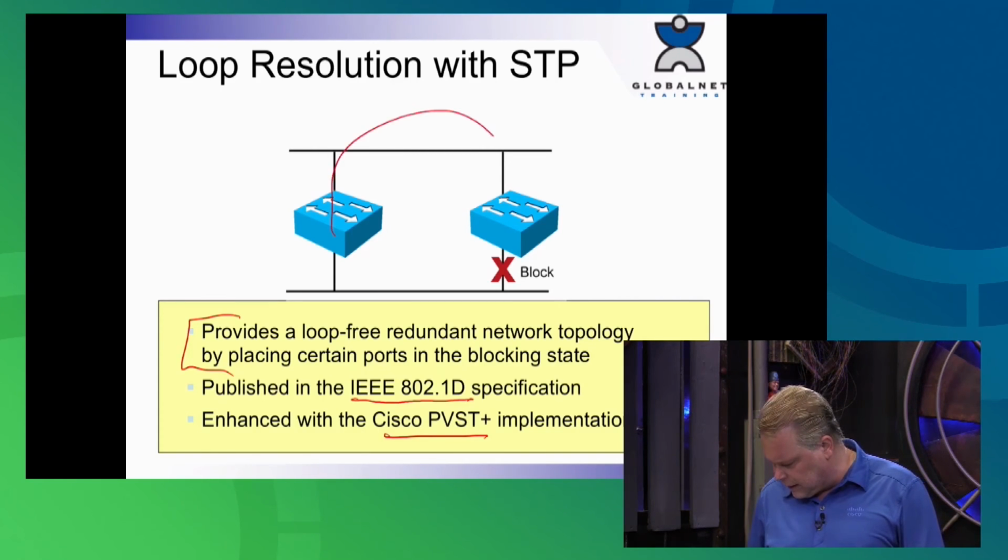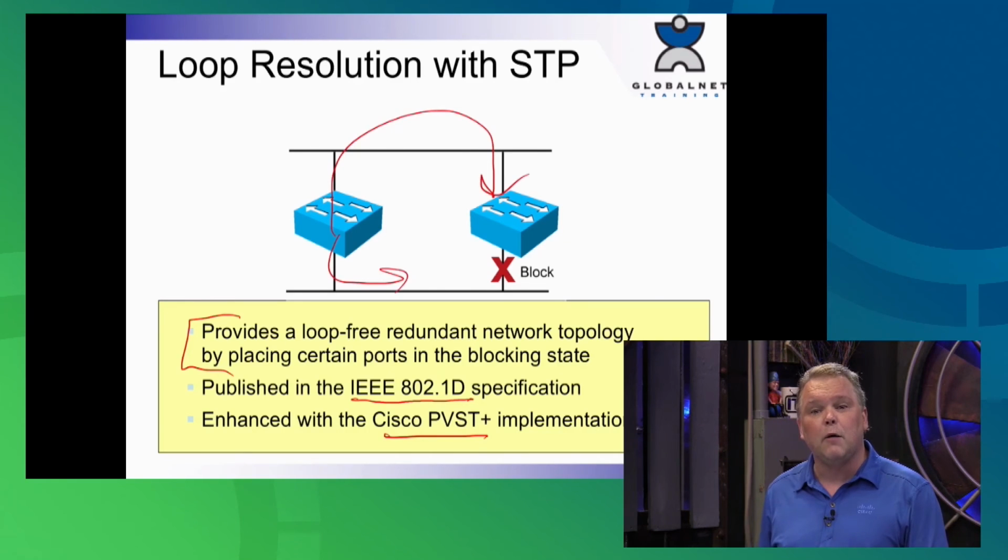So if it comes here, then it won't come out here. It'll only go out this way. We have to have only one port per designated segment forwarding. If we had both, then we'd end up with a loop here.